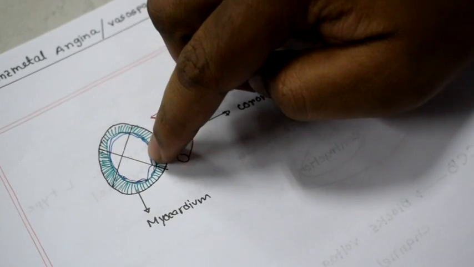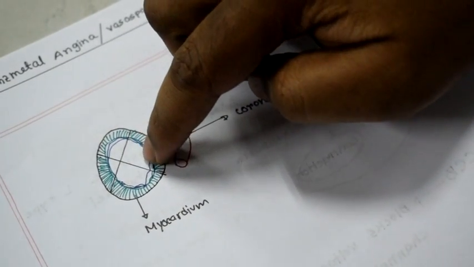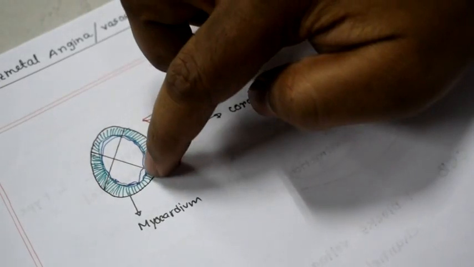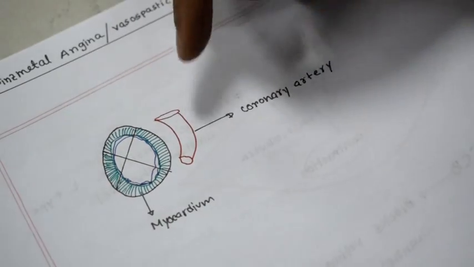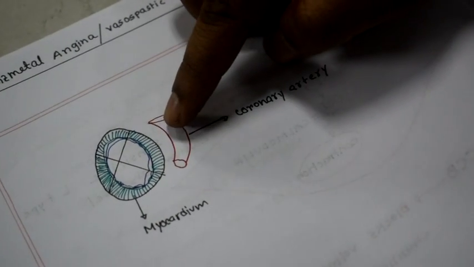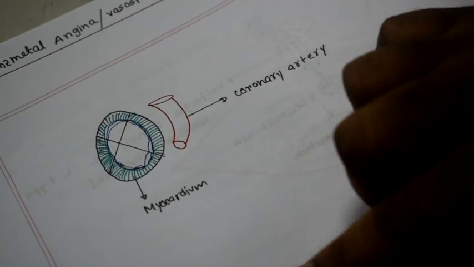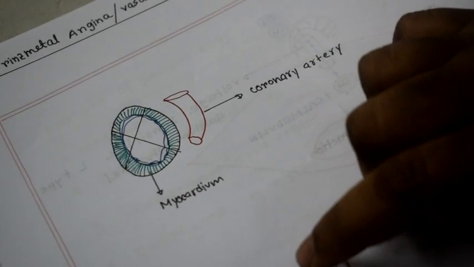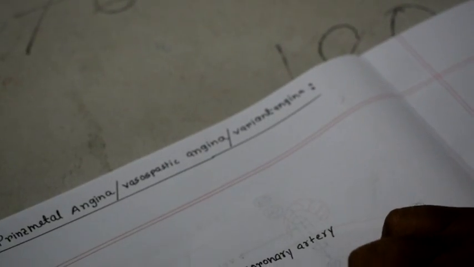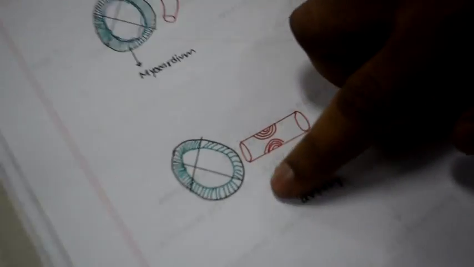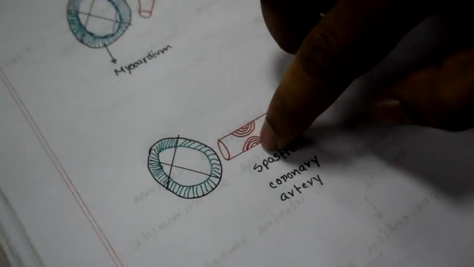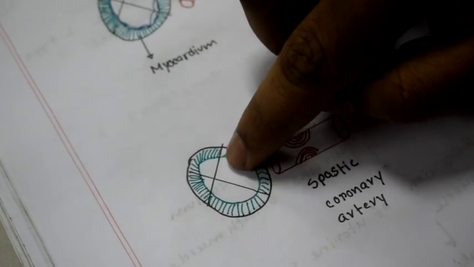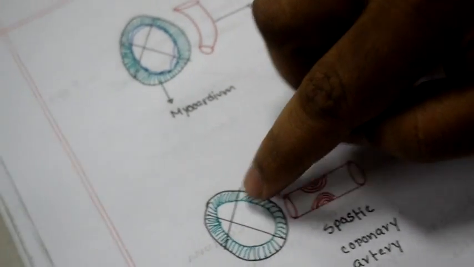This is the heart. This blue line represents the endocardium, the green portion represents the myocardium, and the black portion represents the pericardium. On the pericardium, you know, the coronary artery is located. What happens in Prinzmetal angina? This coronary artery undergoes spontaneous vasospasm. There is episodic spontaneous vasospasm of the coronary artery. When it undergoes vasospasm or vasoconstriction, the myocardial blood supply becomes less. So the myocardium becomes ischemic or hypoxic.